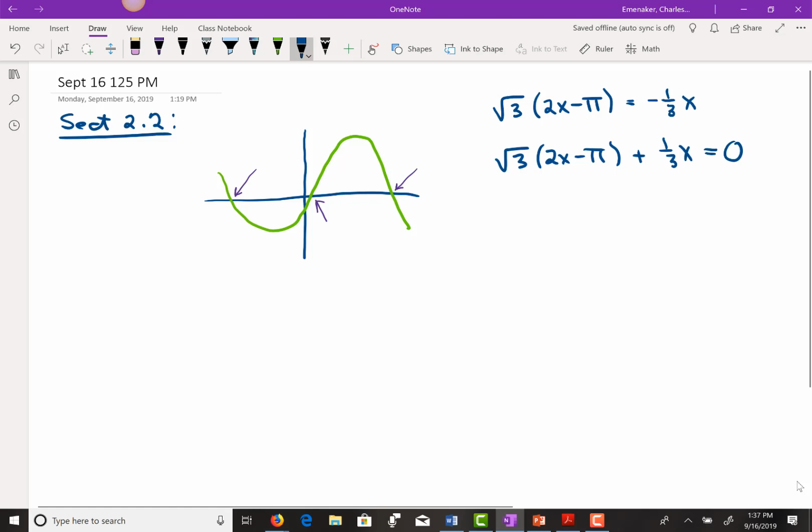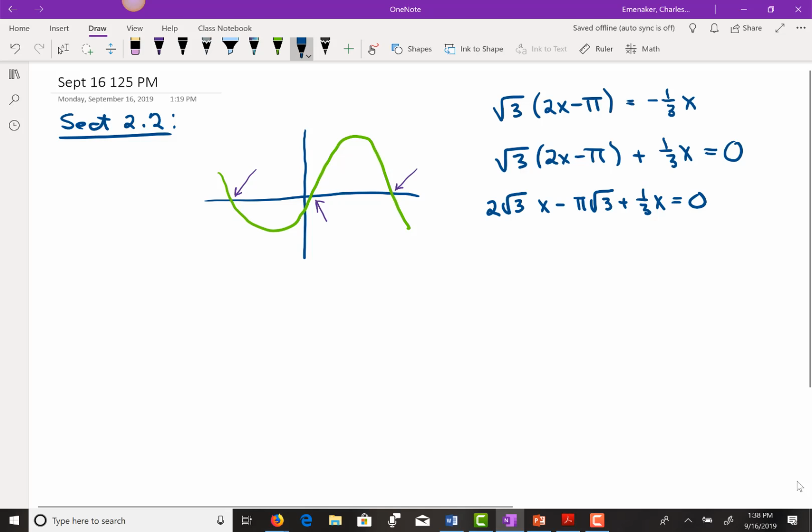One way to do this is to solve it symbolically. That means crunch it out with the math. Let's go ahead and do it that way. What's the first step? Distribute that square root of 3, isn't it? So what we're going to get is 2 square root of 3 times x minus pi square root of 3 plus 1/3 x equals 0.